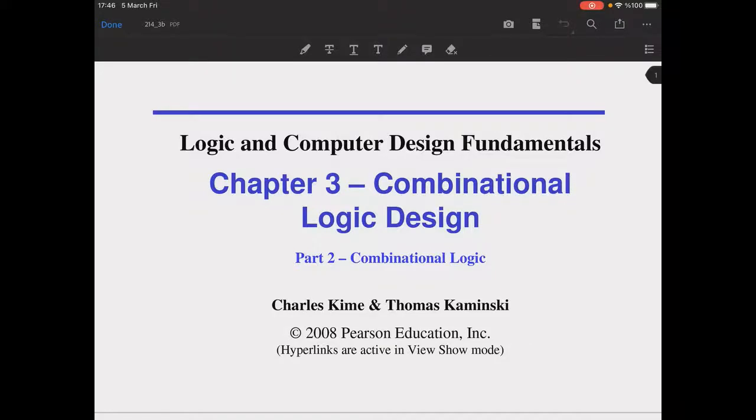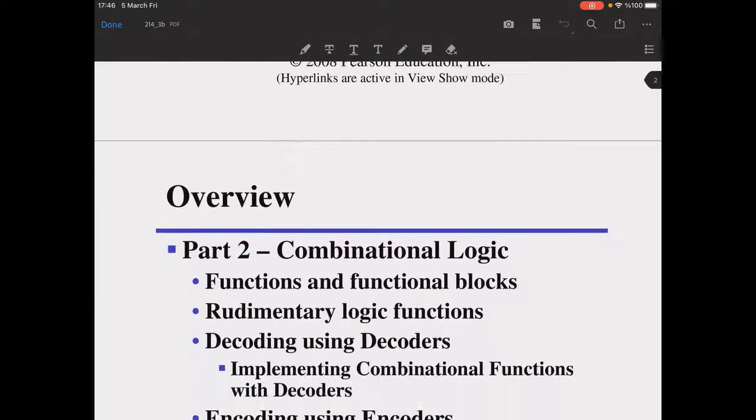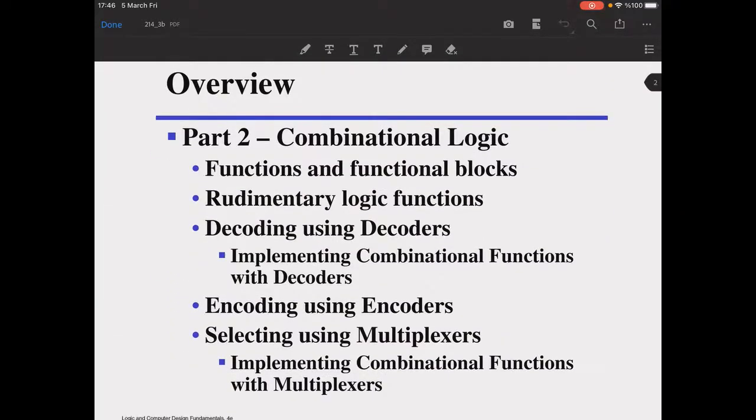In this session, we will be dealing with the second part of combinational logic design. Namely, we will talk about the functions and functional blocks and the basic rudimentary logic functions. Then we will take a look at decoding using the decoders and implementation, and encoders and multiplexers, and finally the demultiplexers and some design issues with them.